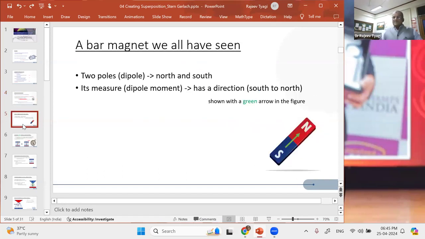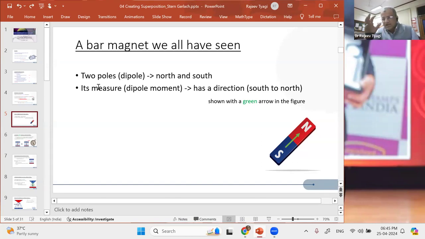So let's start with a bar magnet that we all have seen. This is the kind of bar magnet you see in all schools, and in most homes also. Now the bar magnet has two poles. Two poles, the word is dipole. One of them is a north pole, the other is the south pole. Now the measure of whether it is a stronger magnet or a weaker magnet is called the dipole moment.